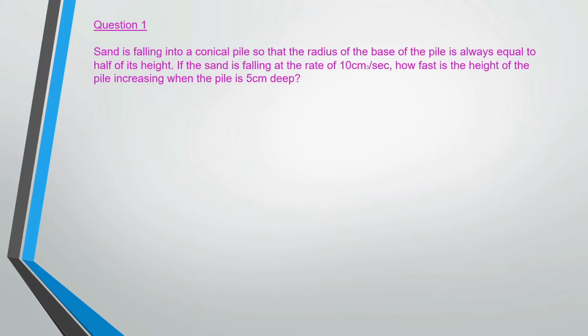Assalamualaikum and hello. My name is Abdul Muiz bin and I will explain question 1. Sand is falling into a conical pile so that the radius of the pile is always equal to half of its height. If the sand is falling at the rate of 10 cm³ per second, how fast is the height of the pile increasing when the pile is 5 cm deep?